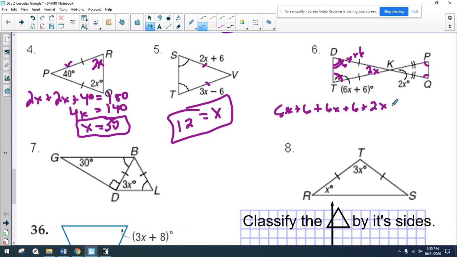So I add all 3 angles, set them equal to 180, and then I'm going to solve. So 6x, 6x, and 2x is going to be 14x. I got 6 and 6, which is 12. I'm going to subtract that 12 from the 180, which is going to give me 168. And then I'm going to divide by 14, which is 12.